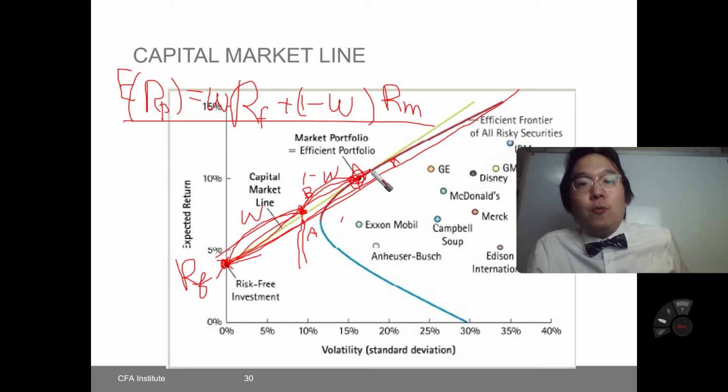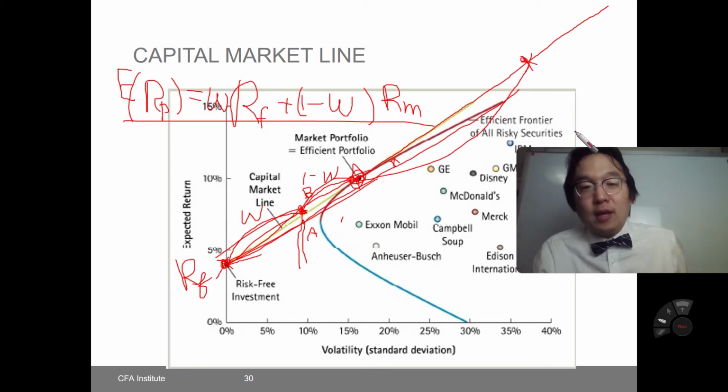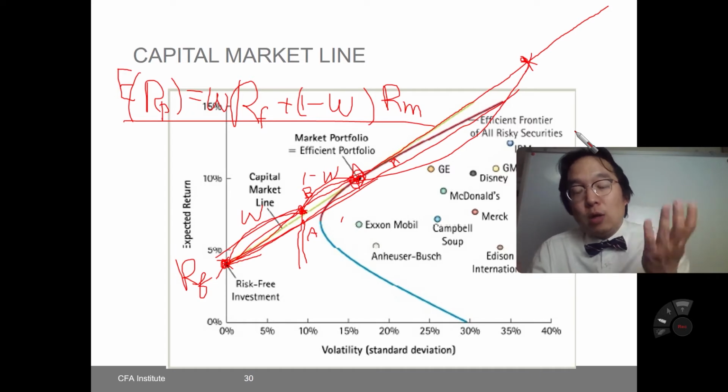Can we form a portfolio on this extrapolated straight line? For example, over here. Is it possible? And the answer is yes. How, you may wonder? Well, this one is very much overweighting the market portfolio. You can think of this as risk-free borrowing. You borrow your money at the risk-free rate, and then the whole amount is invested in the market portfolio, right?